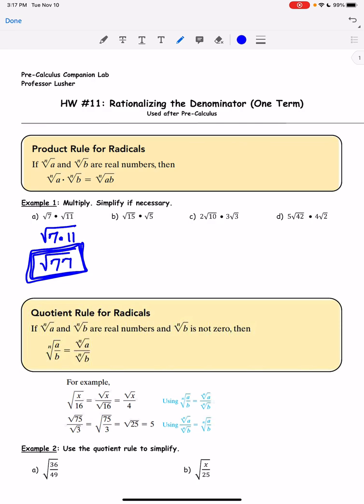Same thing on B. We've got 15 times 5, so they're both the square root. So we can do 15 times 5, which gives me 75. And then that can be simplified. So the biggest perfect square that can go into that is 25. And so my final answer here is 5 times square root 3.